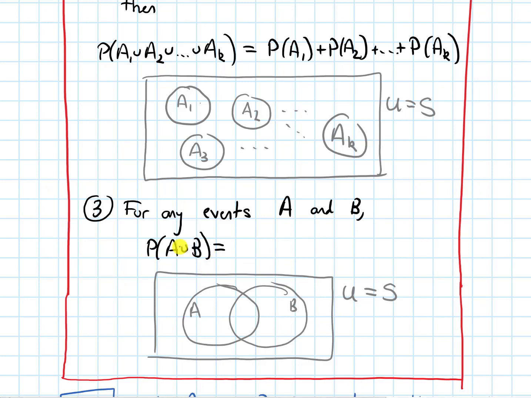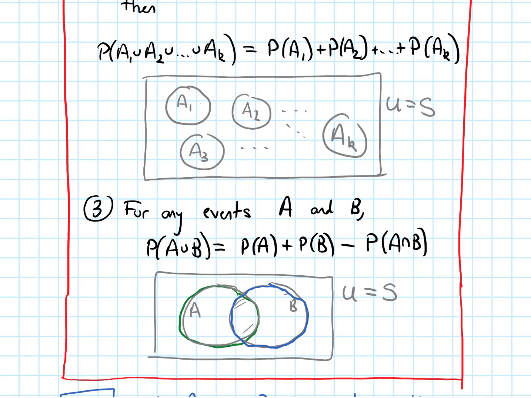Then when I find the probability of this union, if I do the probability of A, that is going to consider everything in this circle for A. And then if I add to that the probability of B, that is going to end up adding everything in the circle B. But when we do that, we've actually counted the stuff in the intersection of the two circles twice. Okay, so we don't want to count it twice. We only want to count that intersection once. So we have to subtract away the probability of the intersection so that we only end up counting it one time. And that is our third property.